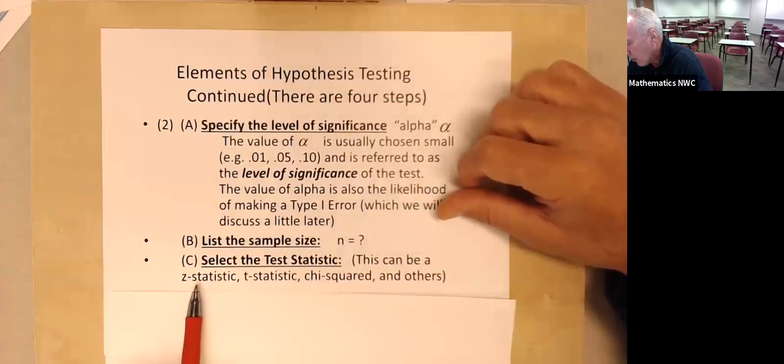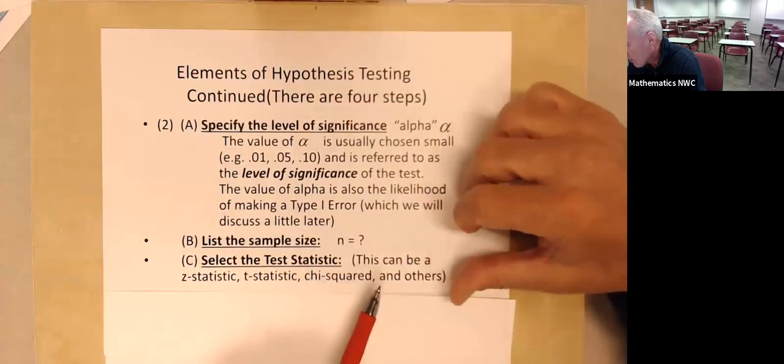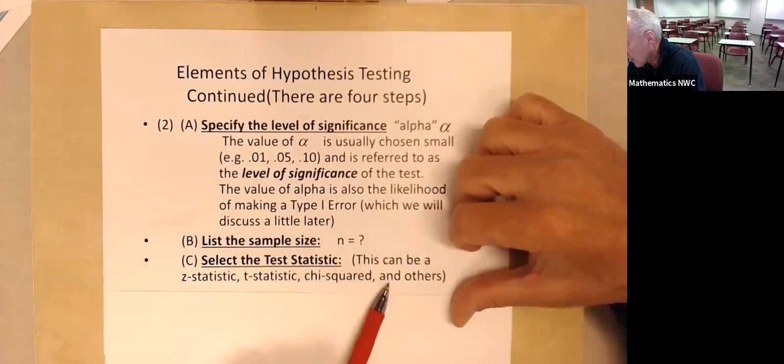We've looked at both z and t's so far. We'll also be getting a chi-squared later this spring. But there are other ones that are used in F statistic. I think we might have a chance to take a look at that as well.